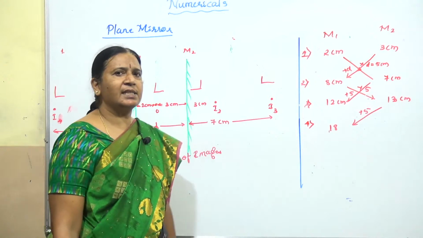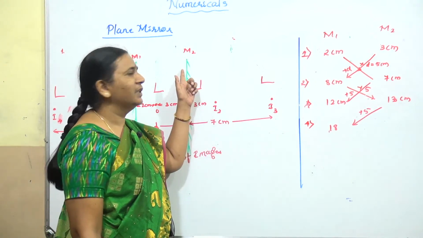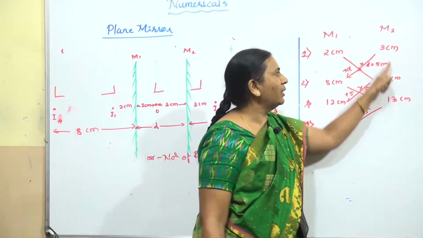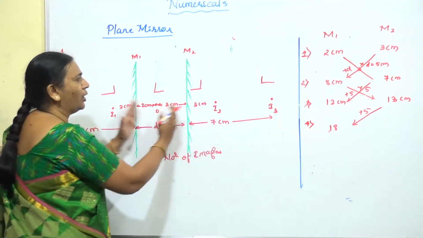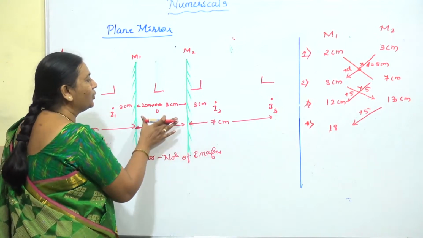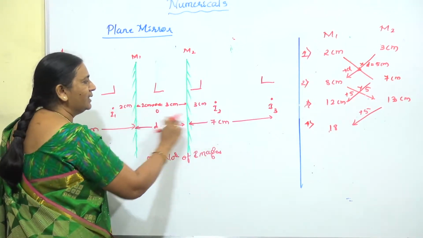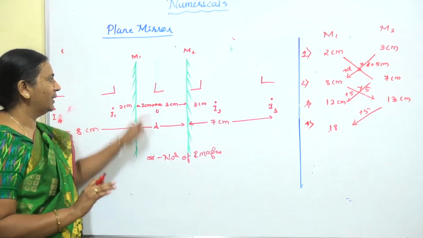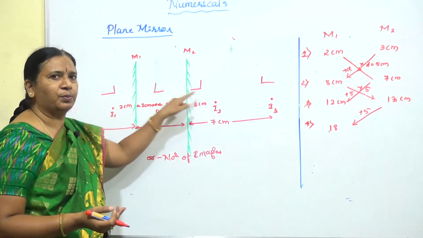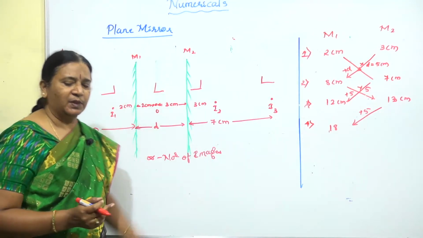If asked what is the distance of second image formed by the M2, so second what you have got? 7 cm. So only what you have to do, first images you know how to write, equal distances, then go on adding in crossway this total separation between them. That becomes your answer. Okay, the other student's question was this, hope the student is able to solve.